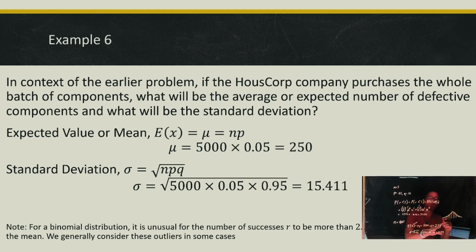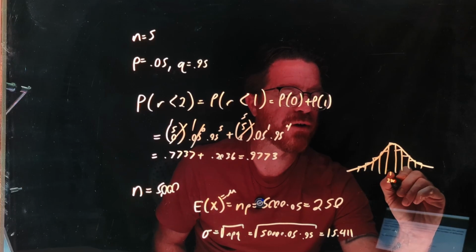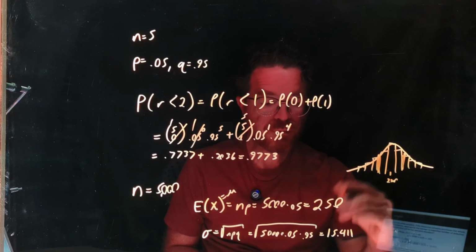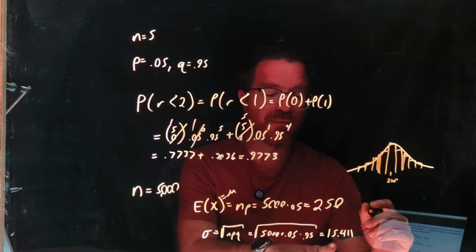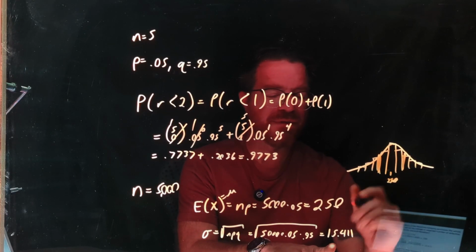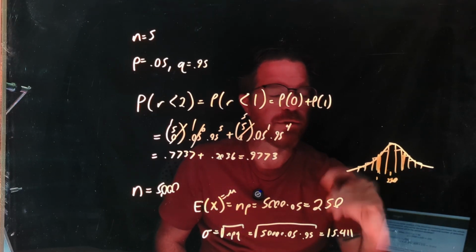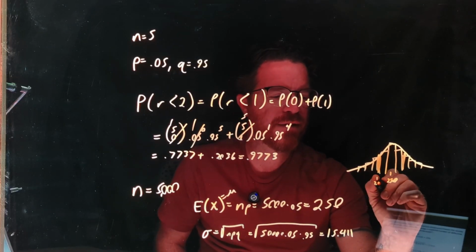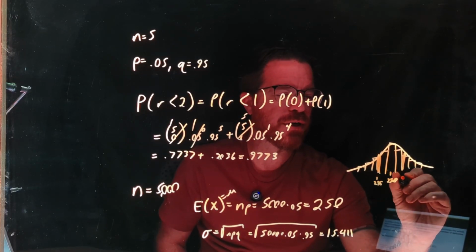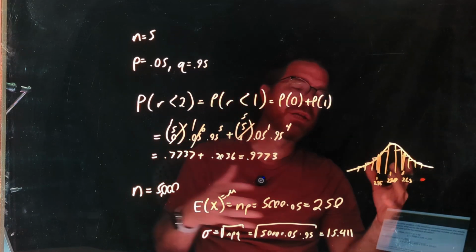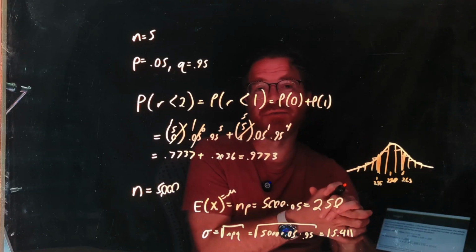It's not exact, but 250 is the average number of faults I would expect out of this batch of 5,000, right? So let's say this is my mean, 250. And I would expect 68% of the data to be within plus or minus, well, I'm going to round it to 15 just to make the numbers easy. So 250 minus 15 would give us 235 up to 265. And we would expect about 68% of the shipments to have 235 to 265 faults.